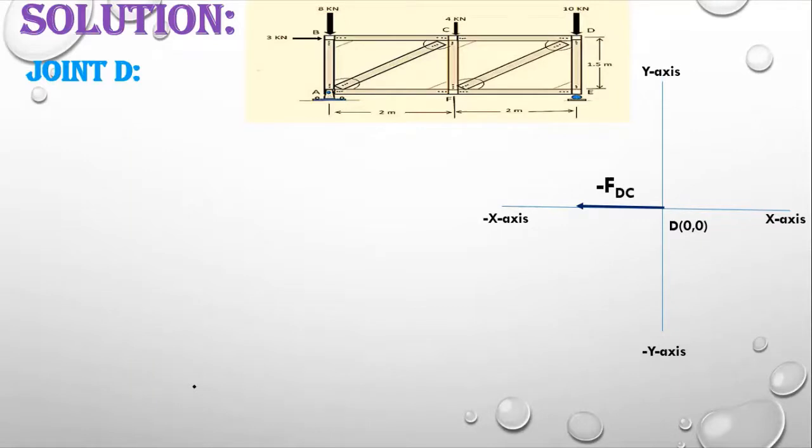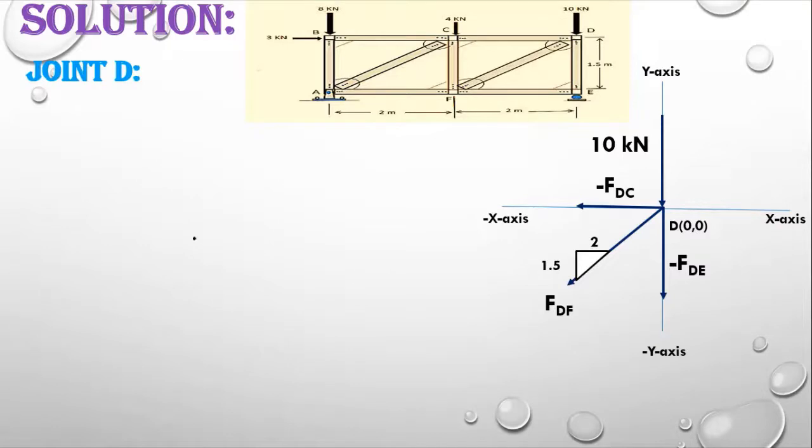should be minus FDC. Then there is one member force acting downward, that is FDE. This should also be negative. Then there is an inclined force, that is FDF. And what we have to do there, we should draw the triangle over here. Base should be 2 and perpendicular height must be 1.5 meter here. Then there is one vertical force acting downward, which is the external loading, that is 10 kilonewton, and it should be -1.